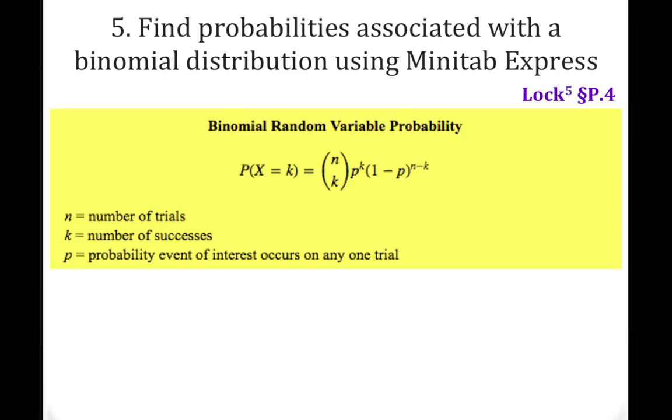And finally, our last learning objective this week: find probabilities associated with a binomial distribution using Minitab Express. In section P.4 of the Lock 5 textbook, you'll see this formula. This is also presented in the online notes, which shows you how to find a binomial probability by hand. We'll look at 2 examples of this quickly, and then I'll get into Minitab Express to show you how you can use it to construct a binomial distribution to find these probabilities much more quickly.